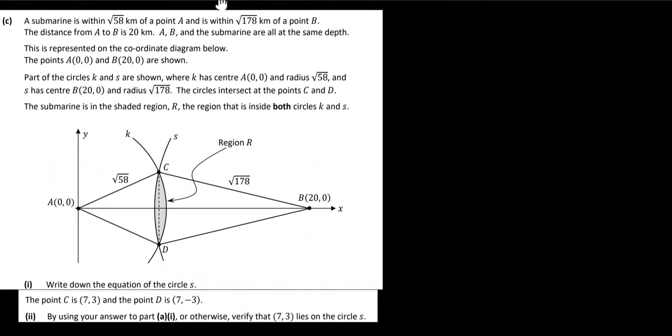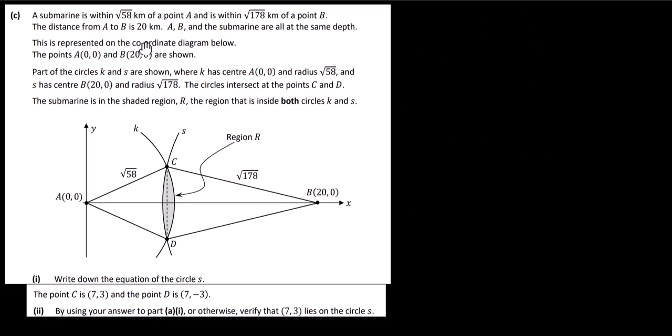Okay, next question then. A submarine is within root 58 kilometers of a point A and is within root 178 kilometers of a point B. The distance from A to B is 20 kilometers. So that's from here to here. And A and B and the submarine are all at the same depth. This is represented on the coordinate diagram below. The points 0, 0 and 20, 0 are shown.